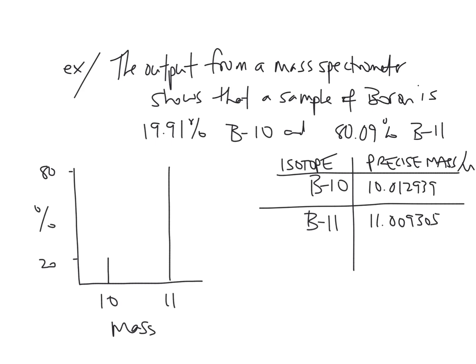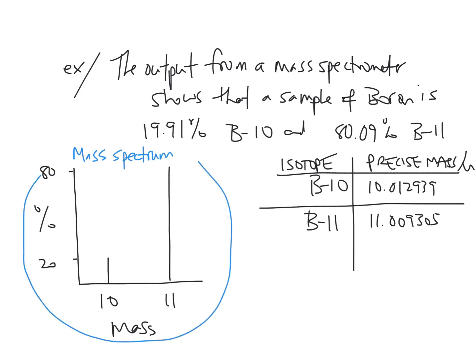All right, so let's say we are looking at the output from a mass spectrometer, and we call that a mass spectrum. So it might look something like this over here, this little graph I've produced. That would be what you see on the computer hooked up to a mass spectrometer.